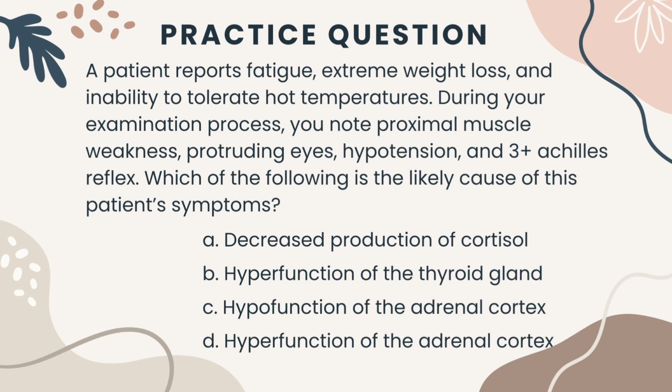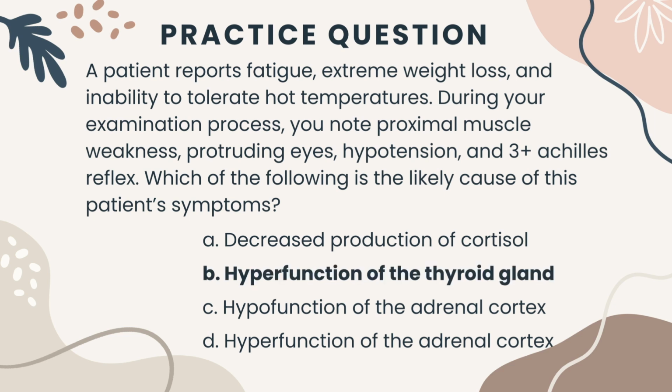So let's call out the important things from this question. Heat intolerance, protruding eyes, hypotension, and then 3+ Achilles reflex means it's hyperreflexive. So this is Graves' disease, which is due to hyperfunction of the thyroid gland. So B is the best answer.